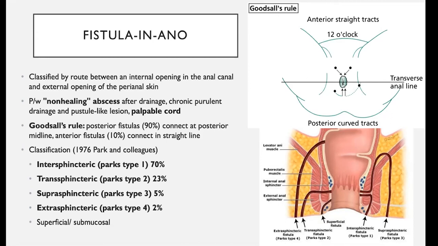All of these first three types have an internal opening, typically at the dentate line, corresponding to the glands that we talked about before, so they're cryptoglandular in origin. In the suprasphincteric one, the tract extends up above the levator ani and then comes down towards the perianal skin. And then extrasphincteric, which is the most rare, is typically not cryptoglandular in origin, usually secondary to trauma of some kind. It has an internal opening above the dentate line, in the rectum usually, and then extends down to the perianal skin.